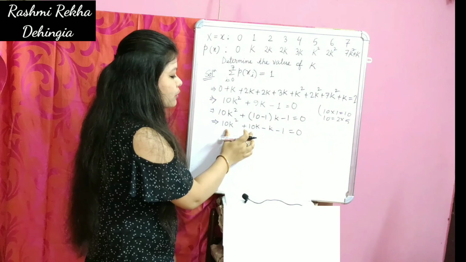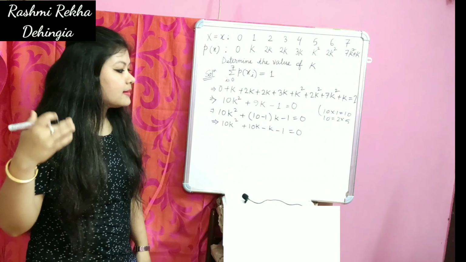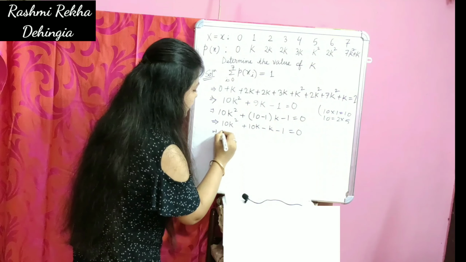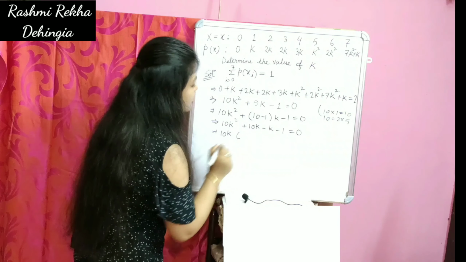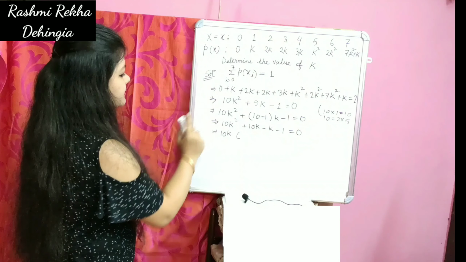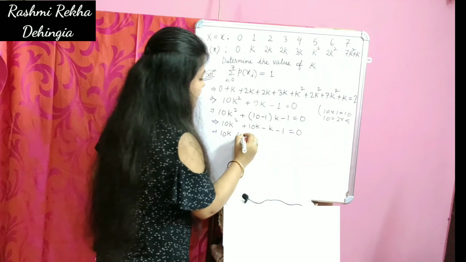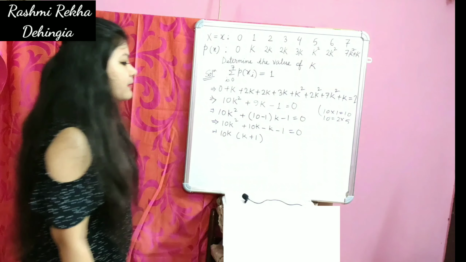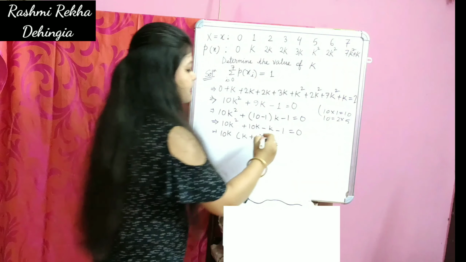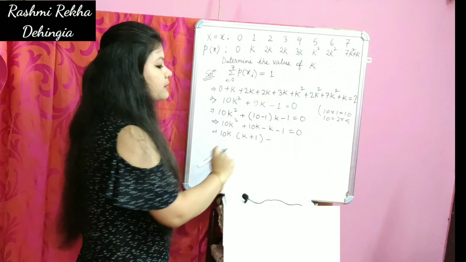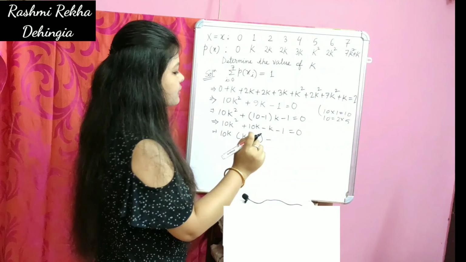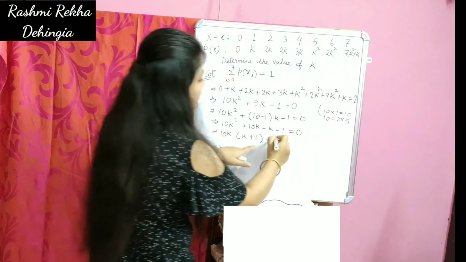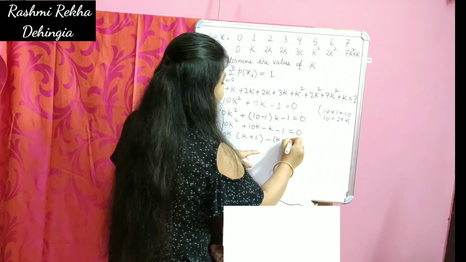From the two terms, we can take common 10k. We can take the value common 10k from the first value. If you take the common 10k, here remains k, and for the second term the value equal to 1. And for the last two terms, if you take minus common, it is equal to k plus 1.